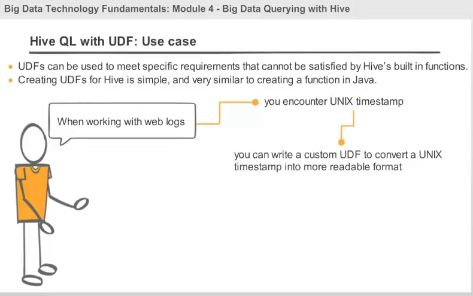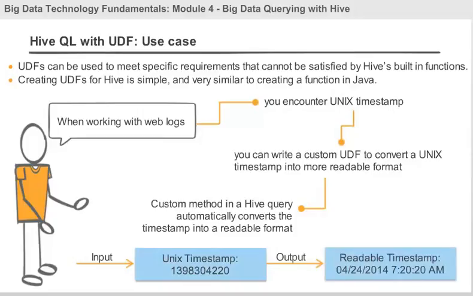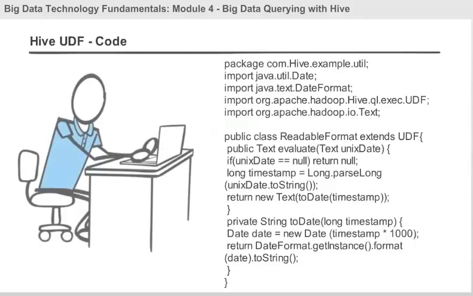This sample shows the code you might use to create a custom UDF for converting Unix timestamps into a readable format. To implement this solution, follow these steps. Create a jar file that contains the UDF and add this jar in the Hive prompt. Create the Hive function using the command shown on the screen. You can test the solution by running the query with and without the custom UDF.